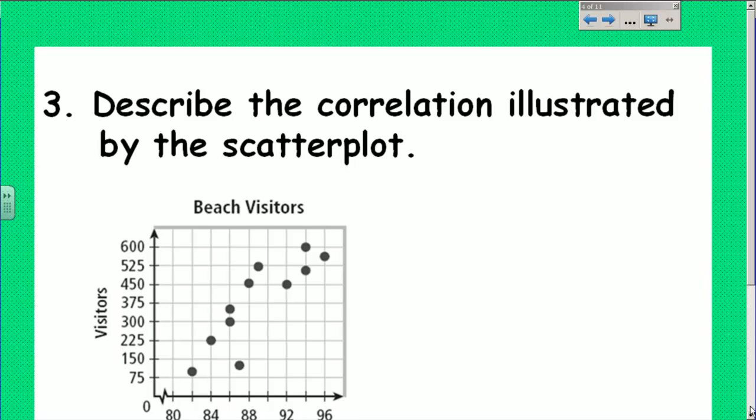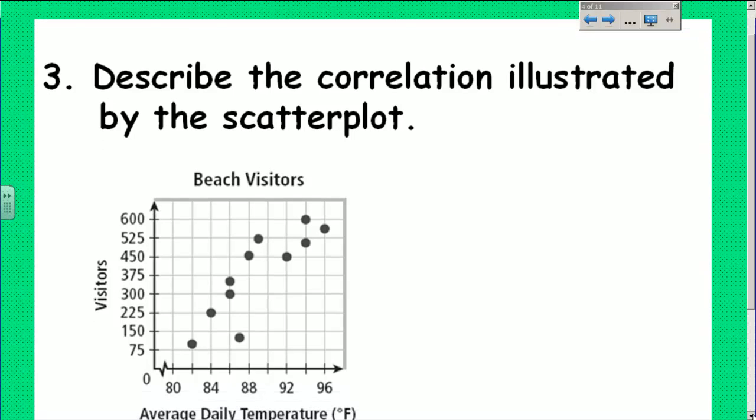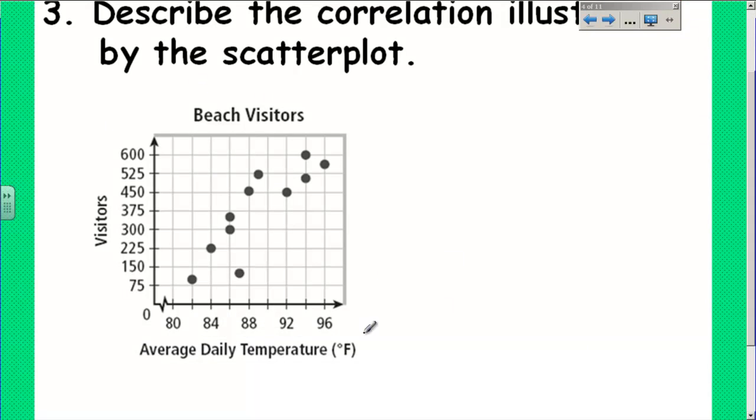So first one, we're going to describe the correlation that's illustrated in this scatter plot. First of all, we have a scatter plot about visitors to the beach. And you can see my two pieces of data are average daily temperature and the number of visitors. If you look at the graph, first of all, there's a break in the graph here. That's not going to be very important for what we're doing because we're not going to be predicting anything. We're just looking at what's happening.